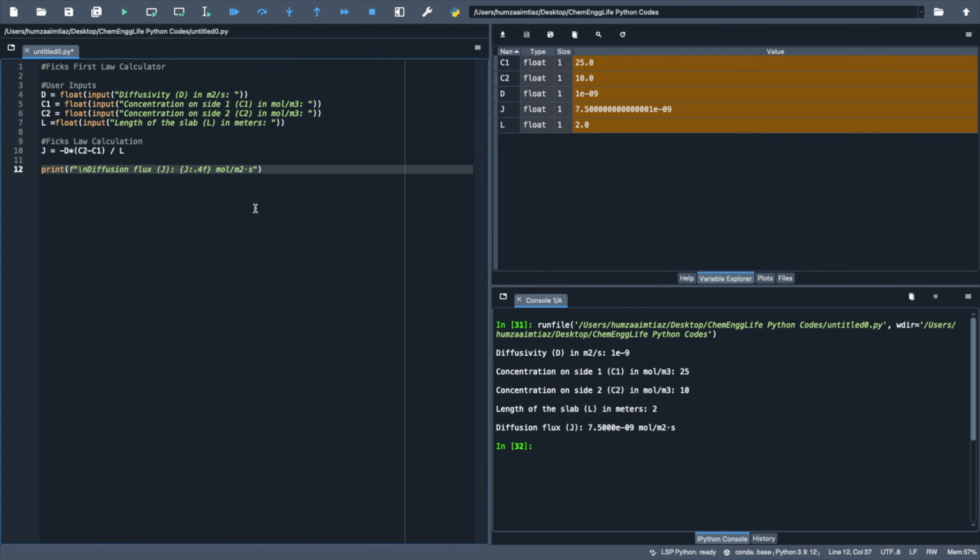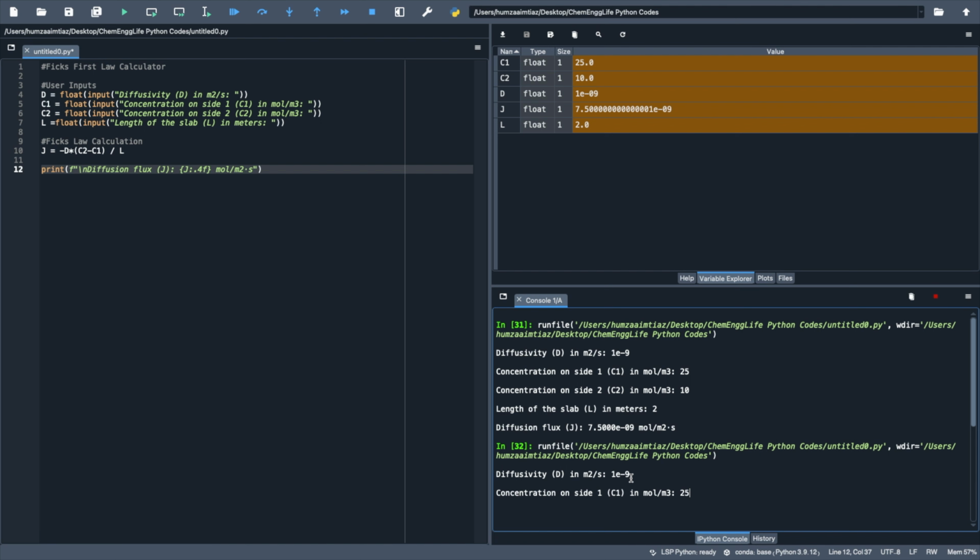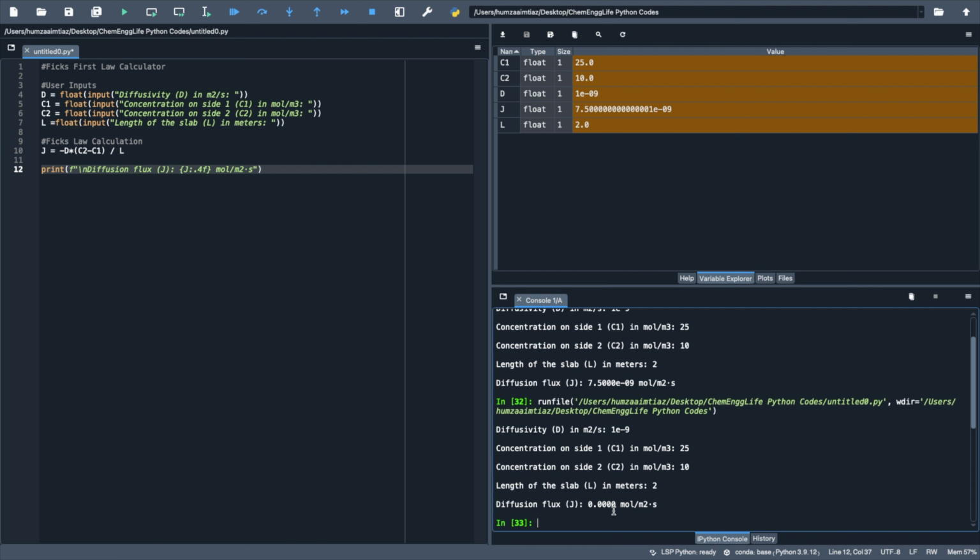If I had written an F instead of an E, then we would have actually received the answer in plain decimal places. So let's say I write 25, 10, 2, then you'll see that you get the answer in 4 decimal places. But that answer is more or less useless, because what if our answer is much, much smaller? Therefore we need to use scientific notation. In Python, you have to tell Python that the result we want to give the user should be in scientific notation, and that is done by using E.